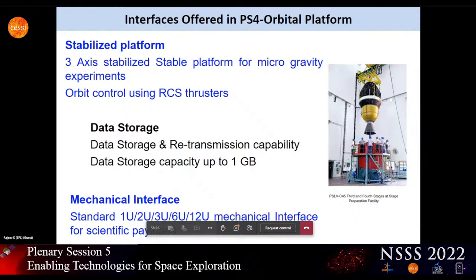And, as an indication for the mechanical interface, what is the maximum size that is possible for the payload? It is flexible. It can be 1U, 2U, 3U, 6U, or 12U. Actually, 1U is around 10 centimeter by 10 centimeter by 10 centimeter. Okay, that's the dimension. So it can be up to 12U. But again, it will not be very strict. It is not exactly 10.00. A little bit of adjustment is required, but this is the kind of expectation as far as the mechanical interface is concerned for the scientific payloads.